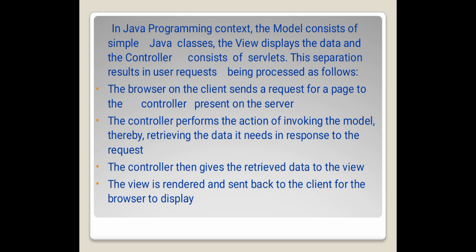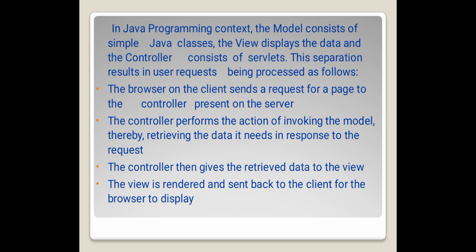In the Java programming context, the model consists of simple Java classes, the view displays the data, and the controller consists of servlets. It means we can differentiate the three parts: model for normal Java classes, that may be any bean classes for getter or setter methods; view that is used to display the data, it may be any form like an HTML form; and controller that consists of the servlets. It means servlets occur in case of controlling.